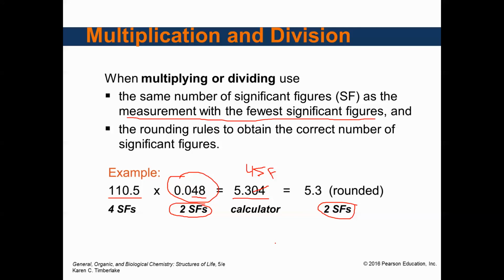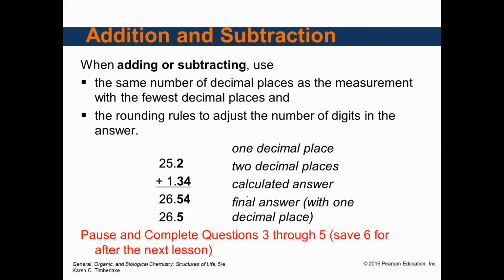Now we have a somewhat similar rule for adding and subtracting, but it's based on decimal places. So when adding or subtracting, our answer can't have more decimal places than the measured number in our calculation with fewest decimal places. Again, it's another flavor of our answer can't be higher quality than the lowest quality number in our calculation. So our first number, 25.2, is known to 1 decimal place. In other words, we just know the tenths digit. And in this second number right here that we're adding, we actually know the hundredths digit. So we know both the tenths and the hundredths. It's known to 2 decimal places.